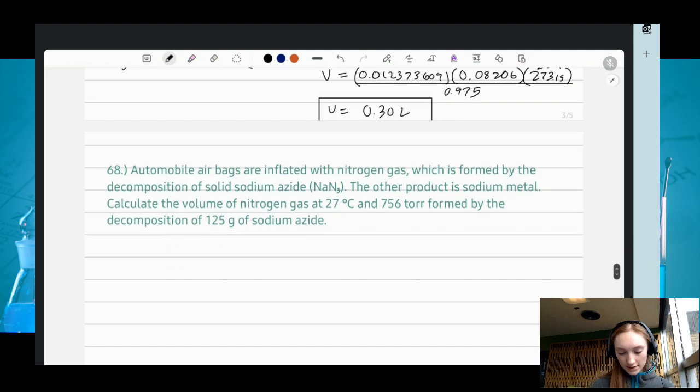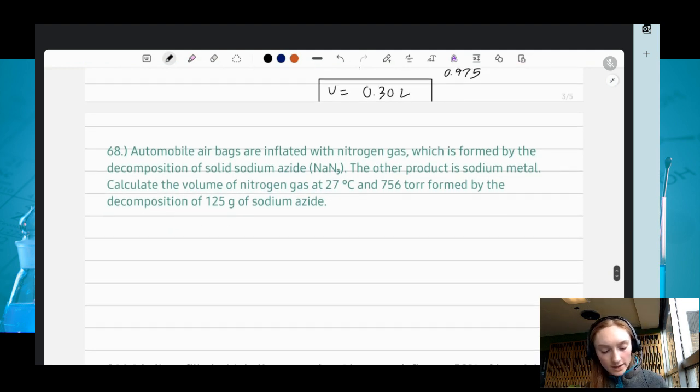to 68. So 68 says, automobile airbags are inflated with nitrogen gas, which is formed by the decomposition of solid sodium azide, or NaN3. The other product is sodium metal. Calculate the volume of nitrogen gas at 27 degrees Celsius and 756 torr, formed by the decomposition of 125 grams of sodium azide. Okay, so we have to find the volume. That's what we are wanting to find.